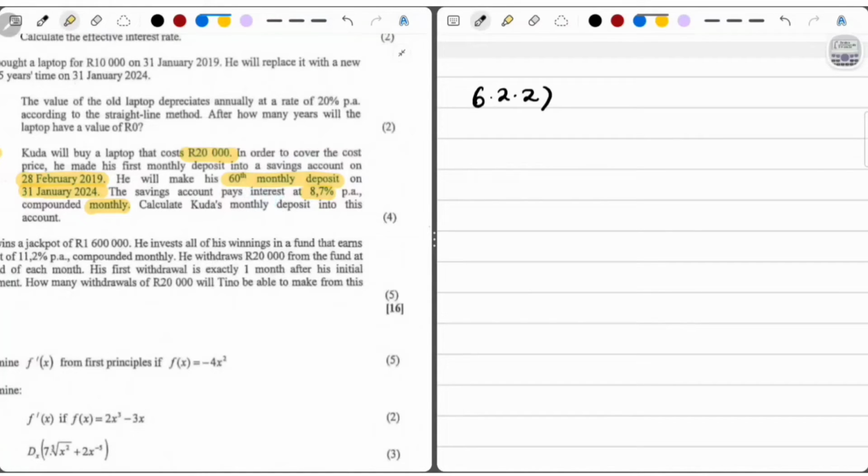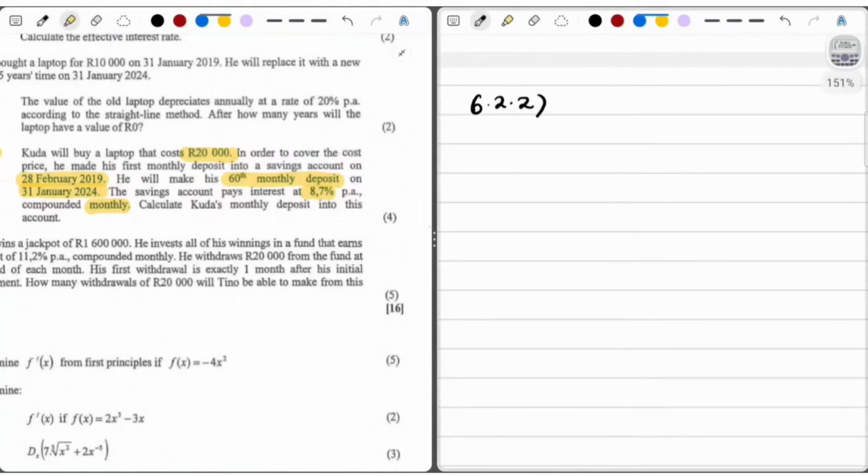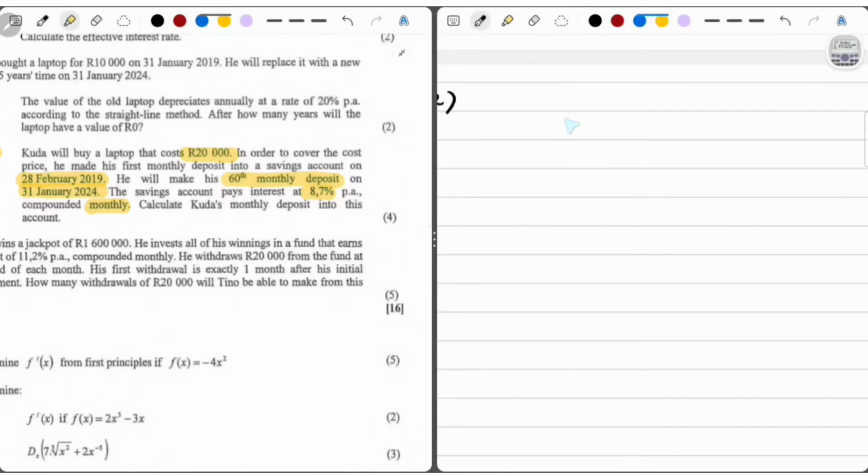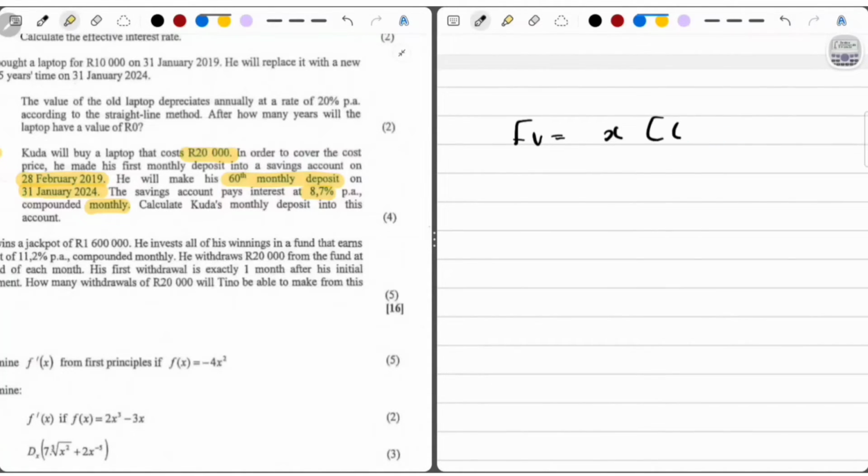They're even saying 60th monthly deposit, telling you already how many deposits we're going to have. Because Kuda is trying to save money, and we can see that he's trying to buy a laptop that costs 20,000 Rand, anytime you're working with a savings plan, this is going to be future value. Okay, so Kuda is saving money. So the future value formula says future value is equal to x, open bracket, (1 plus i) raised to the power of n, minus 1, close bracket, over i.